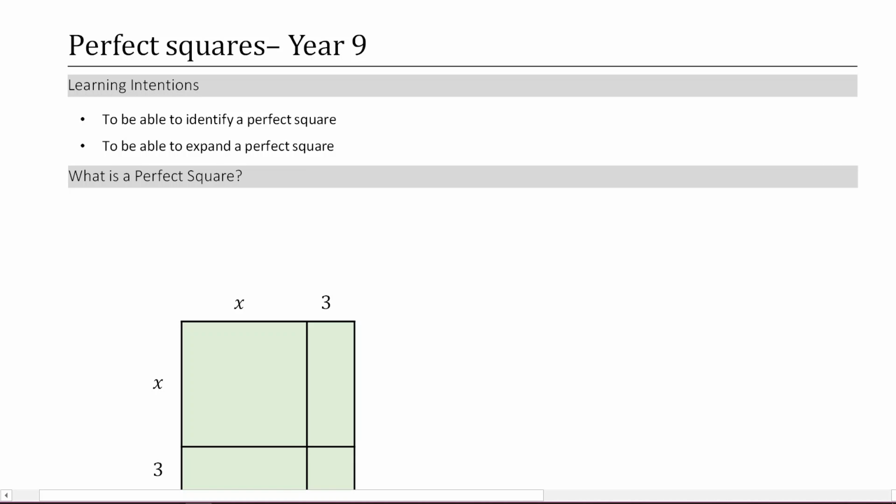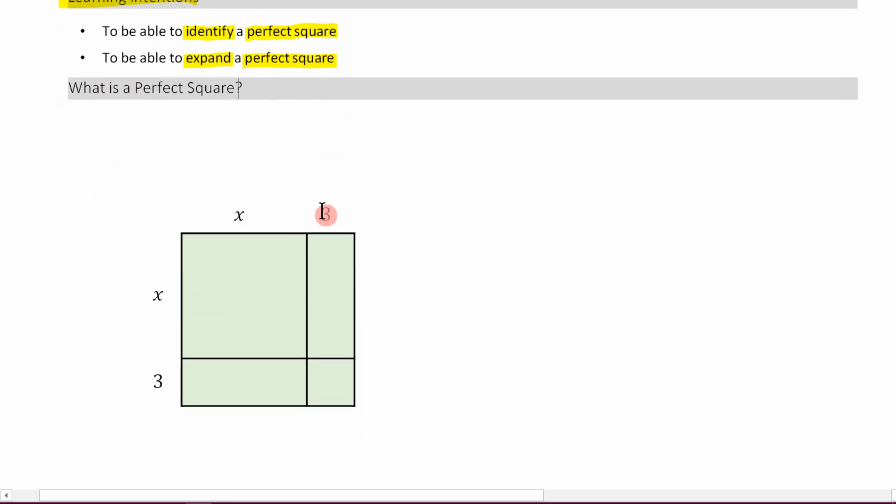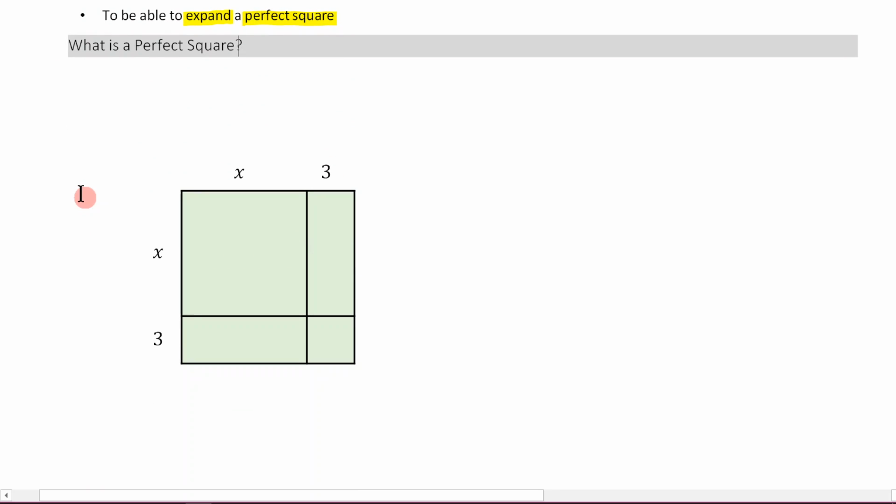Welcome. So in this lesson, this is an advanced lesson and we're going to go through a year 9 concept. That means it is not going to be assessed this year. It's going to be about perfect squares. Our learning intentions: to be able to identify a perfect square, to be able to expand a perfect square. Now, what are you asking yourself at the moment? You're probably asking yourself, what on earth is a perfect square?